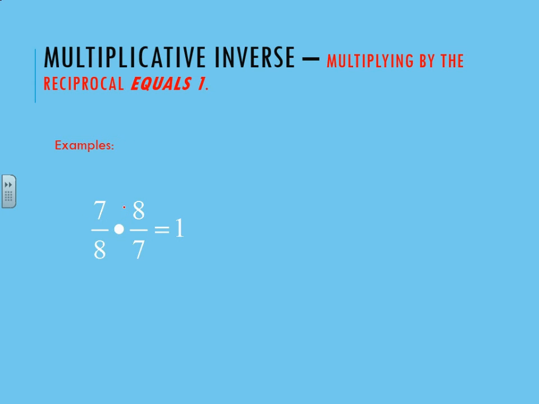When you do this multiplication, top times top, 7 times 8 is 56. Bottom times bottom, 8 times 7 is 56. If you were to write that out, 56 divided by 56 simplifies to 1. Another example here is negative a divided by b times negative b divided by a equals 1 as well. Remember that these fractions are reciprocals of each other because we just flipped their order.